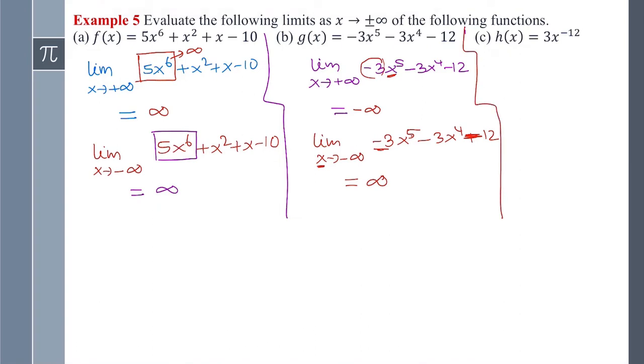Okay. So similarly, let's look at the third one. For this one, we can rewrite this as limit as x approaches, let's say, positive or negative infinity of 3 over x to the 12. No matter whether we put positive or negative infinity, when we raise that to the even power, we still get a positive number. So 3 divided by an arbitrarily large positive number gives 0. So this limit is 0.